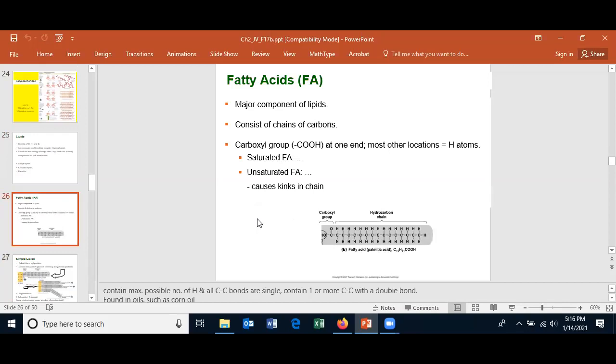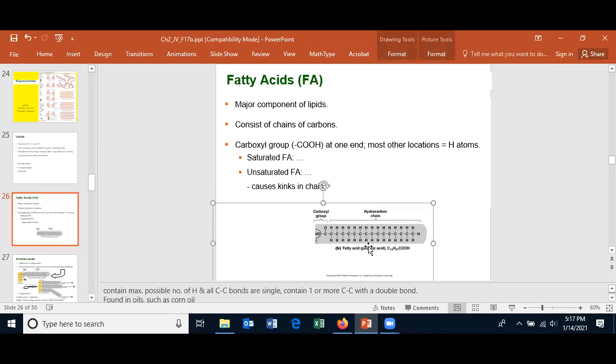Simple lipids are composed of one component called fatty acids, so they are a major component of most, but not all, lipids. You can build at least some of the lipids, not most, but the majority of lipids, by using fatty acids, and I'll show you how we do that in the next slide. So fatty acids are a major component of some lipids. They consist of chains of carbons that have mostly hydrogen bound to it.